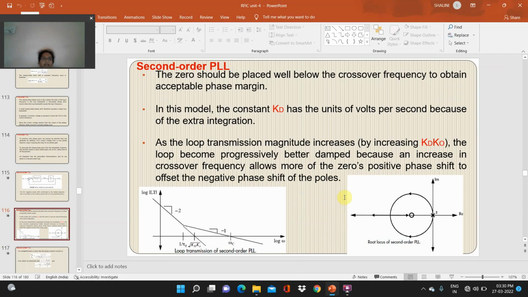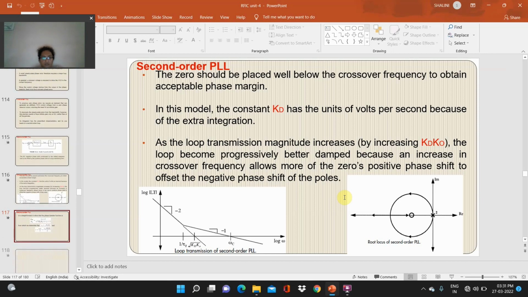Second order PLL. The zero should be placed well below the crossover frequency to obtain acceptable phase margin. In this model, the constant Kd has the units of volts per second because of the extra integration. As the loop transmission magnitude increases, the loop becomes progressively better damped, because an increase in crossover frequency allows more of the zero's positive phase shift to offset the negative phase shift of the poles.